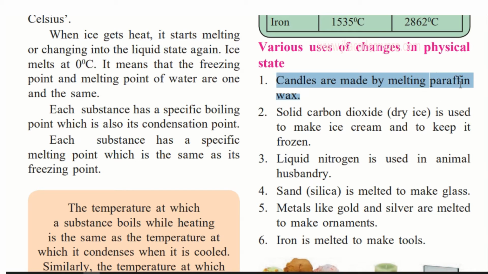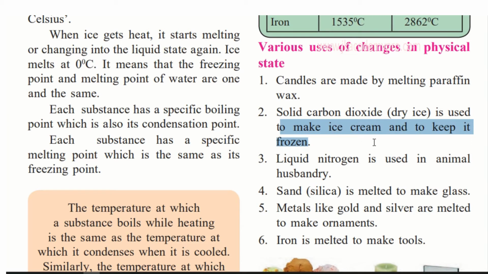Okay, so the paraffin wax from where the candles are made, that can be melted, and there are molds to make it. So according to the molds, that is the shape, they pour it in the molds, and that is how we get the shape of the candles. Okay, then solid carbon dioxide, also called dry ice, is used by caterers to make ice cream and keep it frozen. So the temperature is very low, so ice cream and ice and everything, you can keep it for a very long time when you have dry ice, that is solid carbon dioxide.